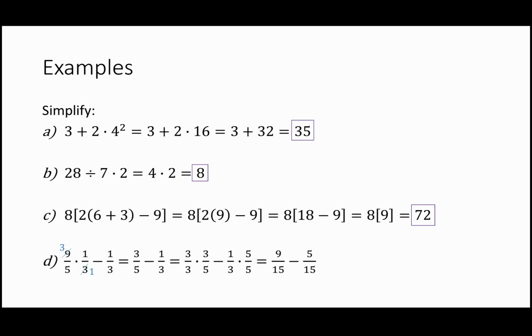We'll use them to get the common denominator of 15. Then we can subtract, and double check to make sure that it can't be simplified. This one cannot, the 4/15, which I boxed up as my final answer, so I am good to go.